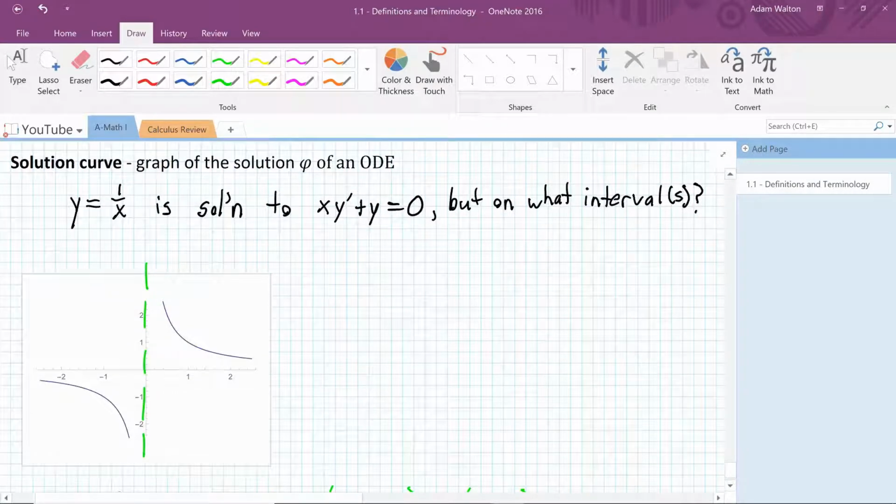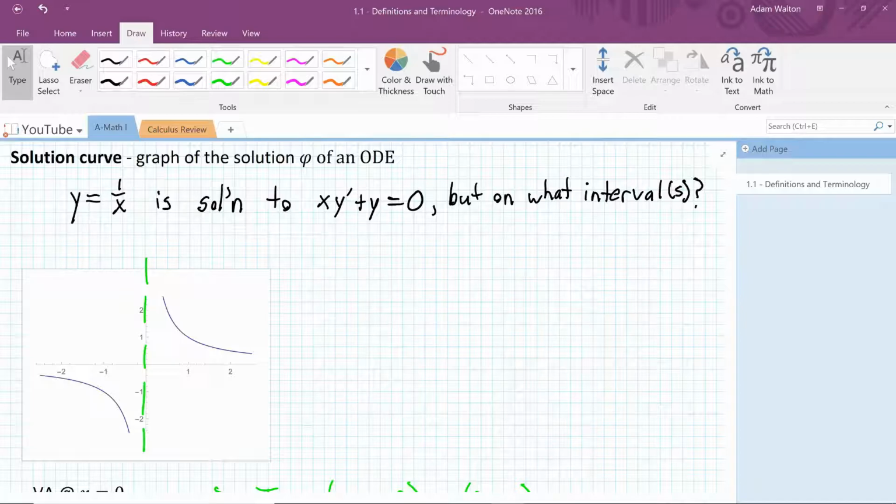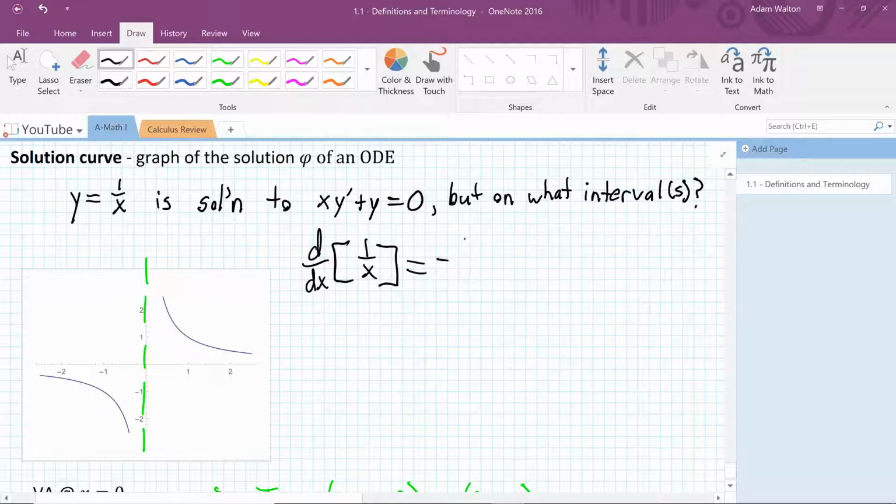All right. So now let's go back to y equals 1 over x. Let's take the same substitution approach and create this identity. First, let's take the derivative of y. So the derivative of 1 over x is going to be equal to -1 over x squared.